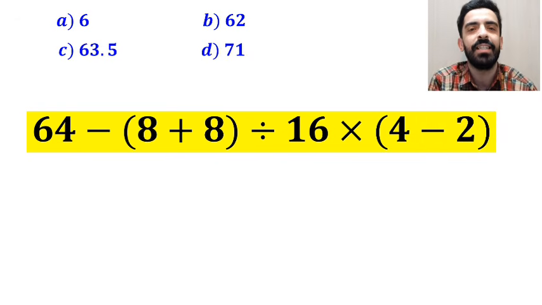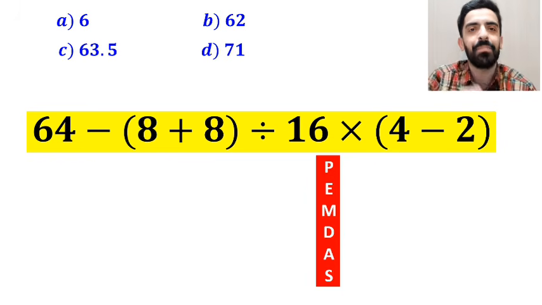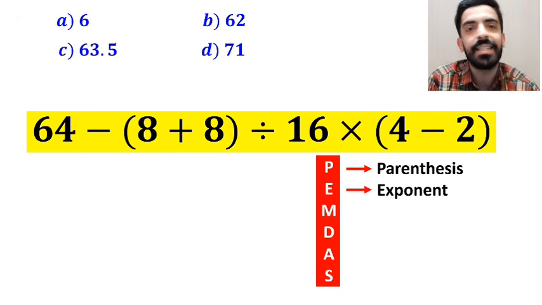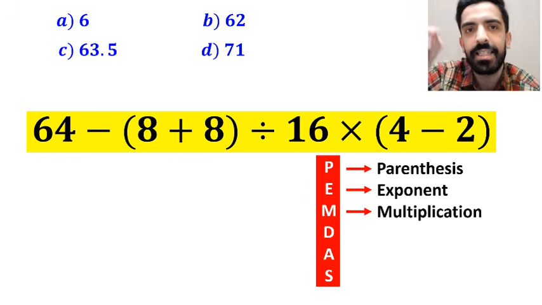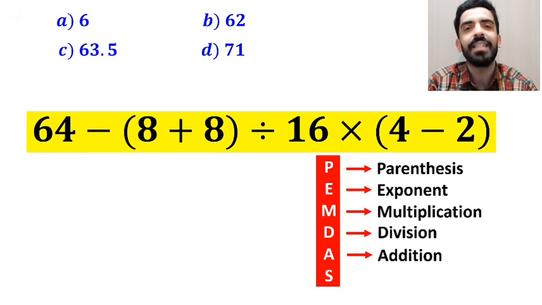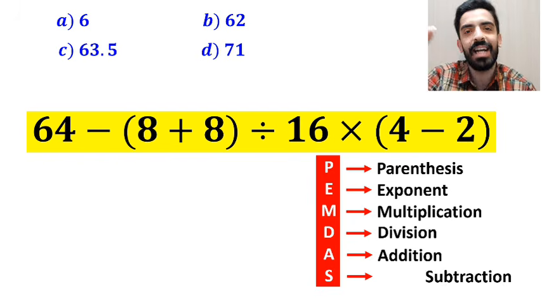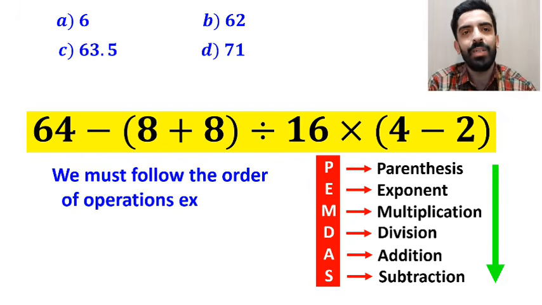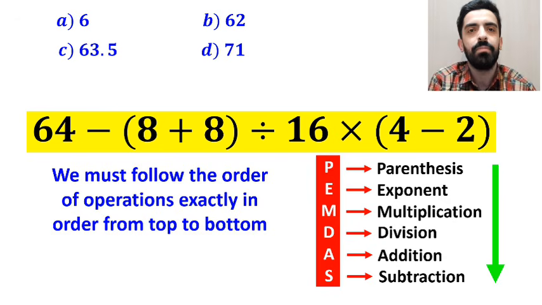Alright, now let's go step by step together and we'll show you how to solve this expression correctly. To solve this question, we must follow a rule that is called PEMDAS. In this rule, P stands for parentheses, E stands for exponent, M stands for multiplication, D stands for division, A stands for addition, and S stands for subtraction. We must follow the order of operations exactly in order from top to bottom.